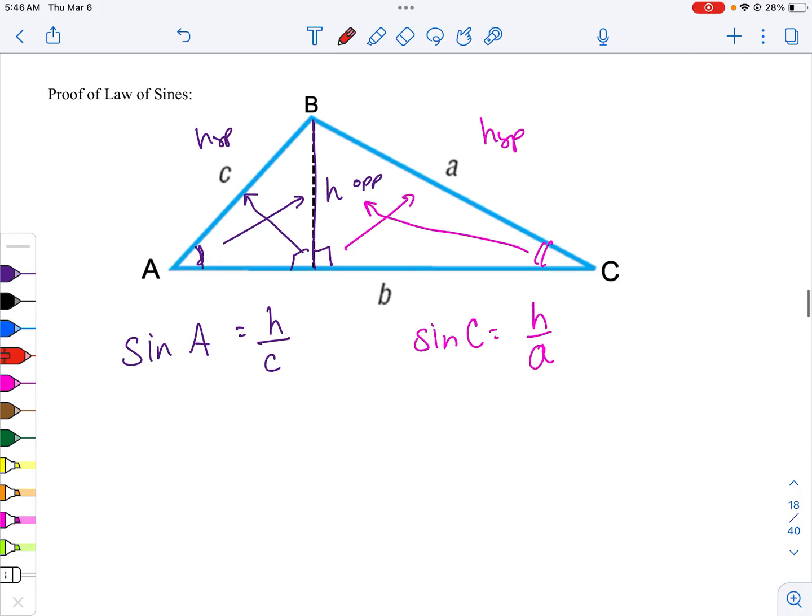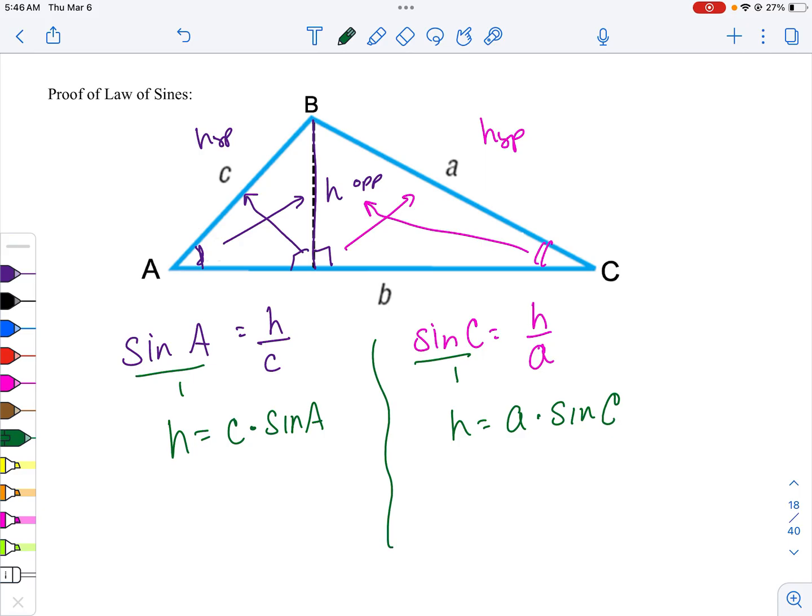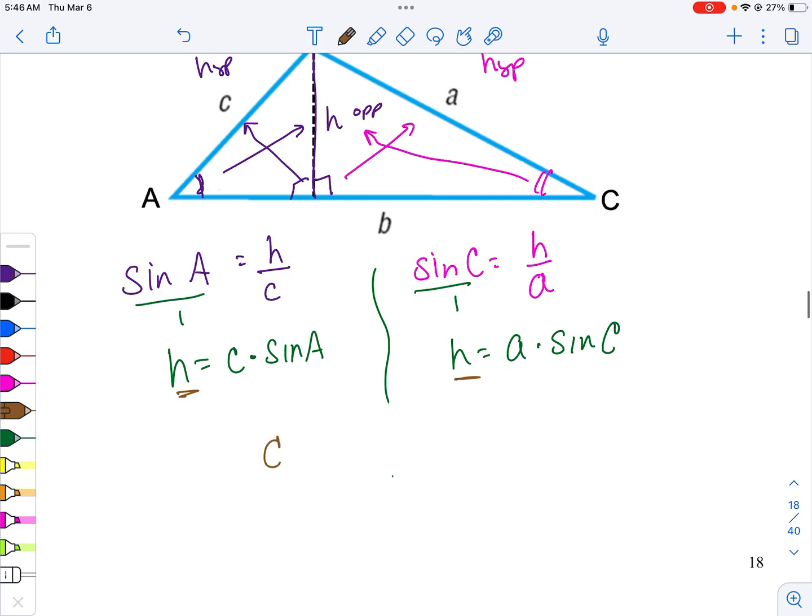So I have two different equations, and they both have an H in them. I'm going to solve for H. We could put that over 1 and cross multiply, and I get H equals c times sine of A. Put this one over 1 and cross multiply, and now I get H is equal to a times sine of C. Since I have two things that are equal to H, I can set those two things equal to each other. So c times sine of A is equal to a times sine of C.